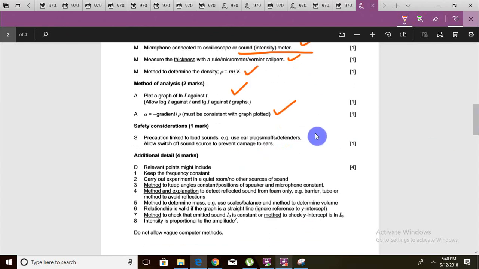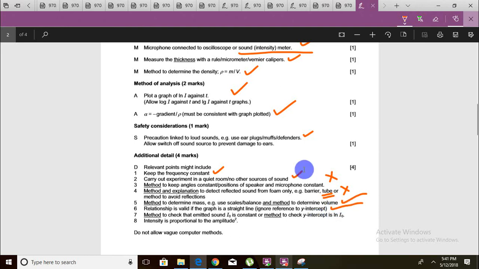Use earplugs, muffs, defenders. Keep the frequency constant, quiet room. Method to keep the angles constant, position of speaker and microphone constant, something I did not write. Method to detect reflected sound from the foam only, example, barrier, tube or method. This is actually a good idea. Something I did not quite remember. Use of mass, method to determine volume. Straight line is constant, or method to check y-intercept is log I naught.